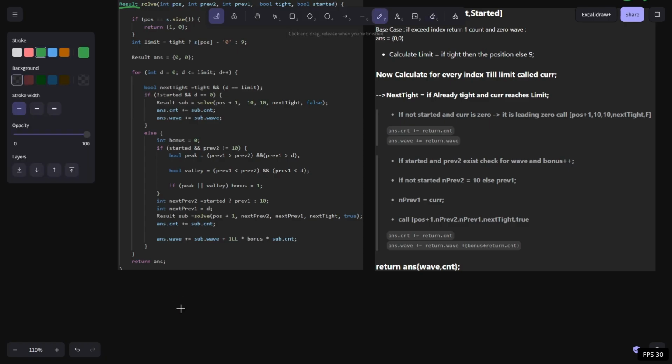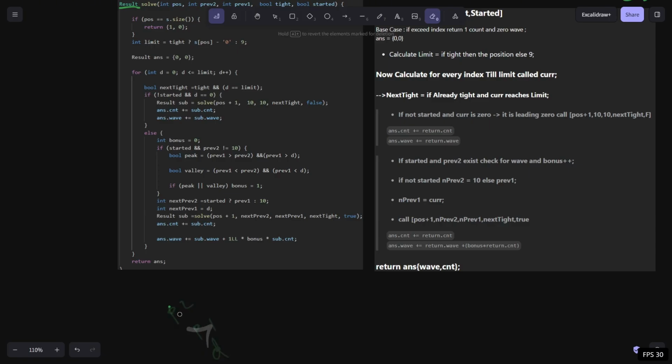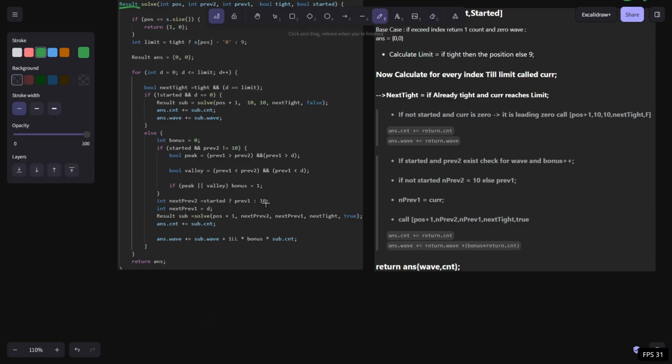So we have previous two, previous one, and the current digit. Now we can compare whether we got any peak or not. If we got a peak, we are going to set bonus equal to 1, and you will see later what we do with this bonus. Then the next previous: if it has already started, the next previous becomes previous one, and if it hasn't started yet, the next previous becomes 10, which is invalid. And the next previous one becomes the current digit.